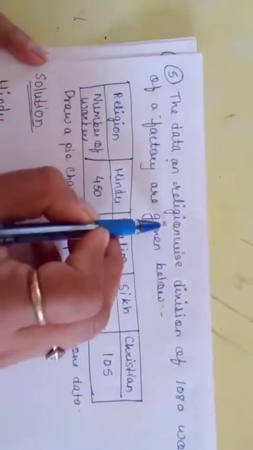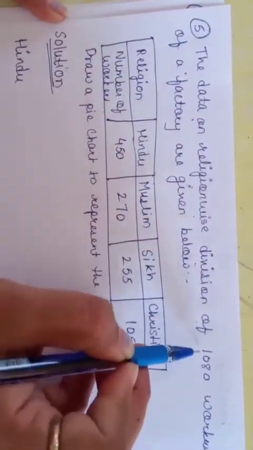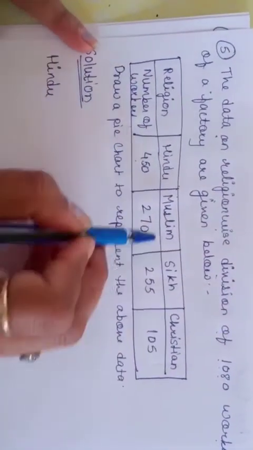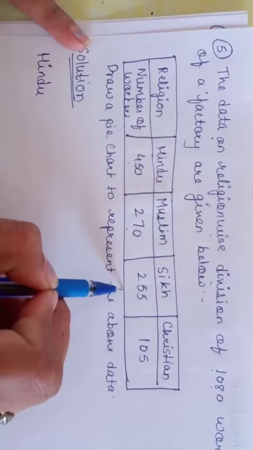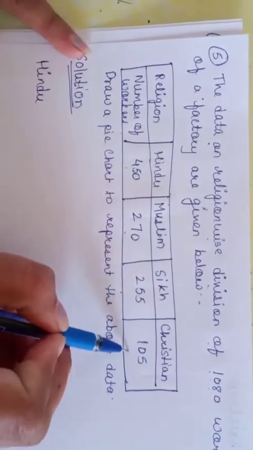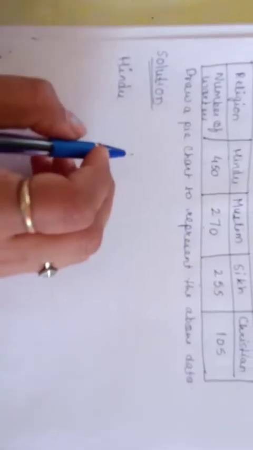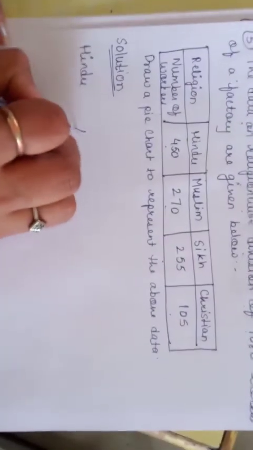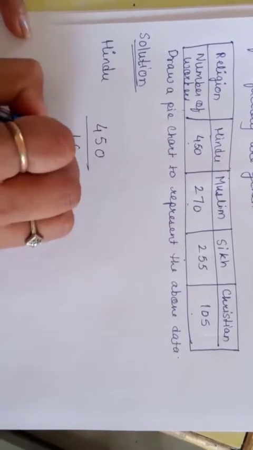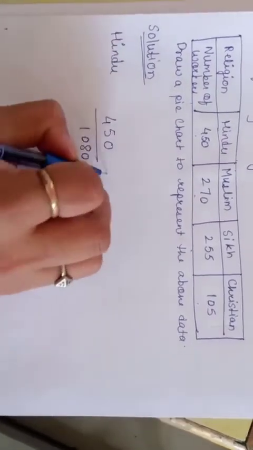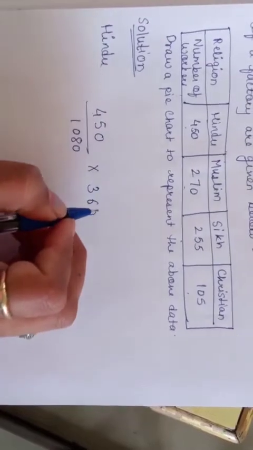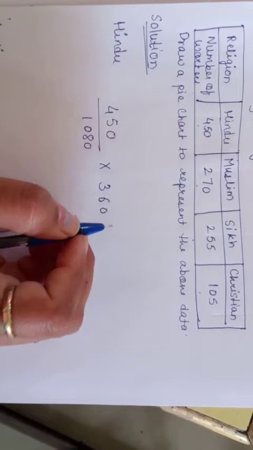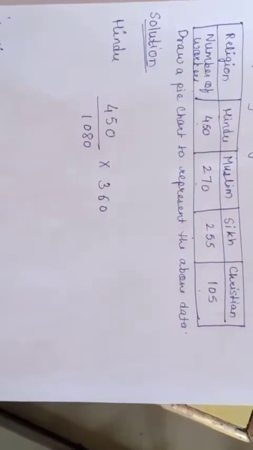The data on religion wise division of 1080 workers of a factory are given below. Hindu 450, Muslim 270, Sikh 255, Christian 105. Now we will be solving it. Now let's solve. 450 upon 1080 into 360. Okay. So now how we will be doing this? We will be reducing the values.